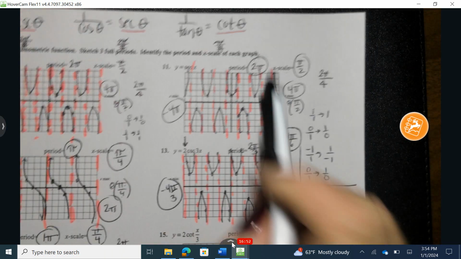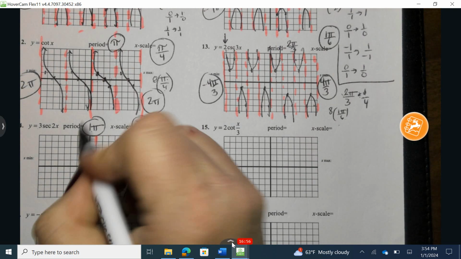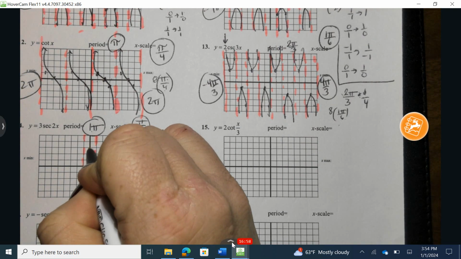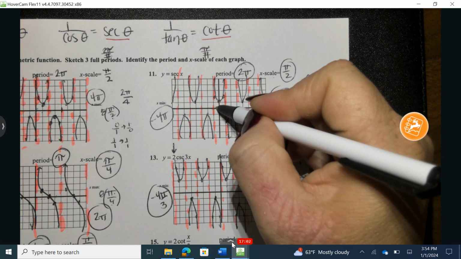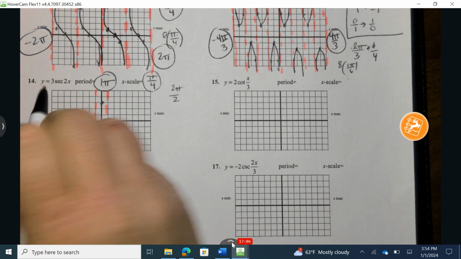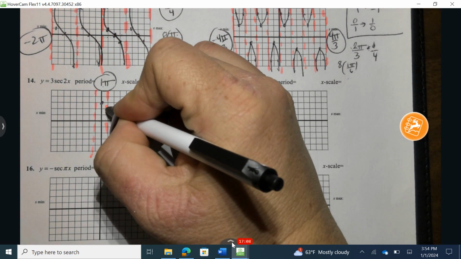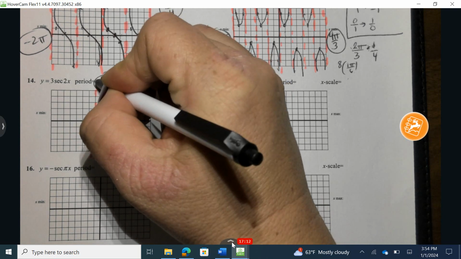And instead of having an output where I go up 1 times 3 is 3, I'm going to go up 3. And we normally go up 2 to the left and right just before I hit those vertical asymptotes, but 2 times 3 is 6. 1, 2, 3, 4, 5, 6. So somewhere up here and somewhere up here.